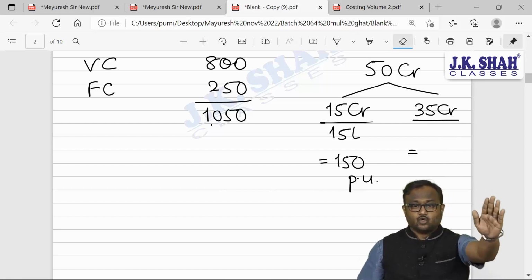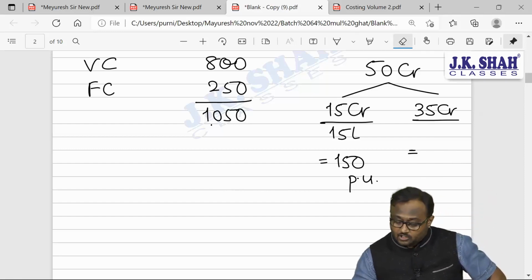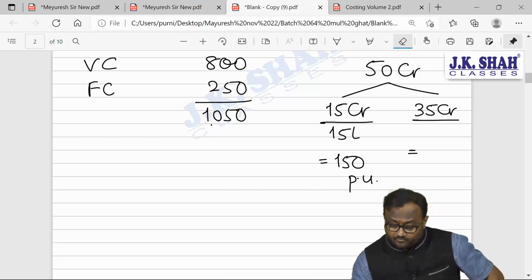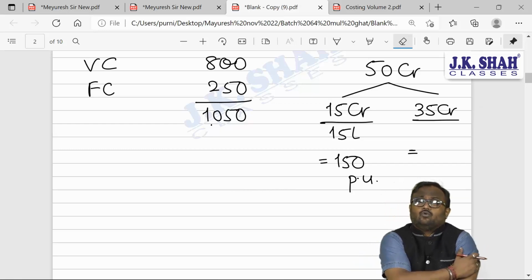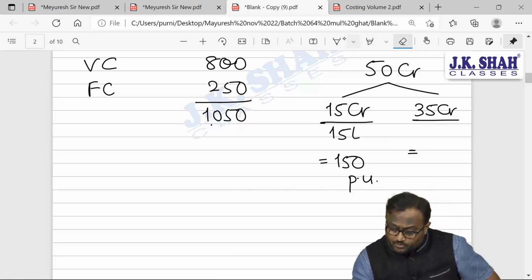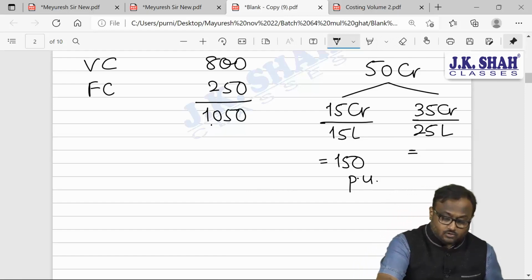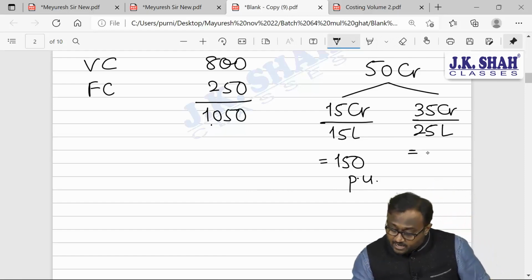15 lakhs exclusively for quantity sold to B, 15 lakhs. So out of 25 lakhs, 15 lakhs is getting transferred to B. So this cost has to be for the other 25 lakhs. So 35 crores divided by 25 lakhs. Now I would take this as 140.